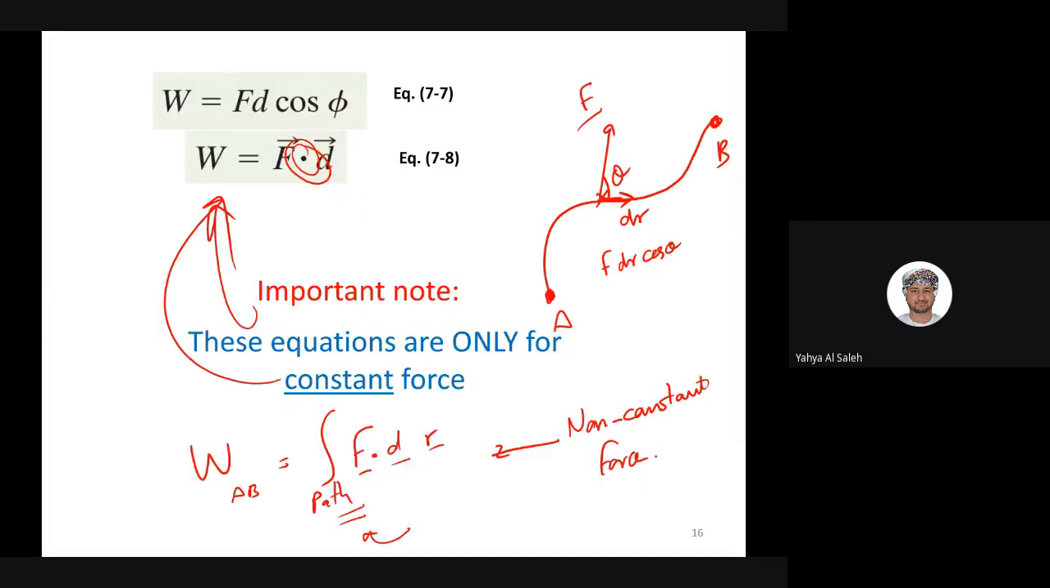Now, these equations are only for constant forces. Okay, if my force changes while I am doing the thing, then I need to integrate the force over tiny, tiny paths. So I need to do F dot D for tiny, tiny D's, F dot D, F dot D, F dot D, like this, and add them all up, which is integration, F dot dr. And we'll do that later on.